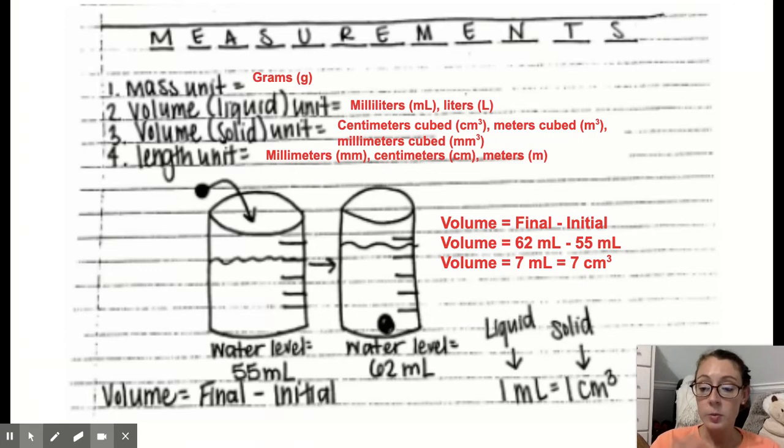All right, so it's pretty easy. All you're doing is just subtracting the initial volume from the final volume and then making sure you have centimeters cubed. All right, so this is always how you do volume by water displacement, right? And you will again practice that on Monday.